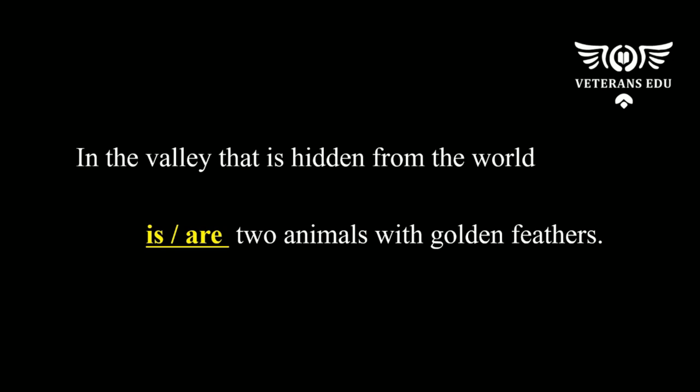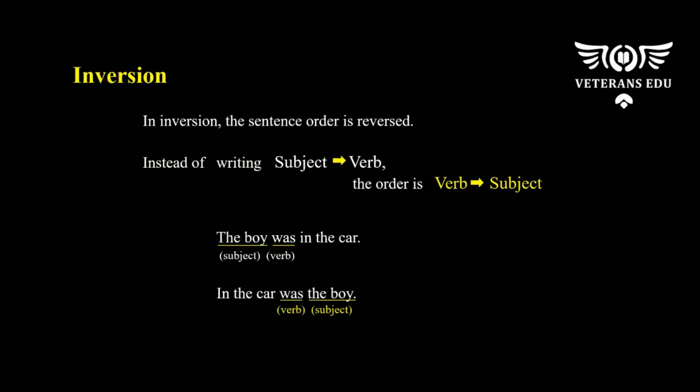The answer is plural, are. And this is because the subject of the sentence is not the valley, not the world, but two animals. And here's what's interesting. Did you notice that the verb came before the subject? This concept is called the inversion, where the sentence order is reversed.